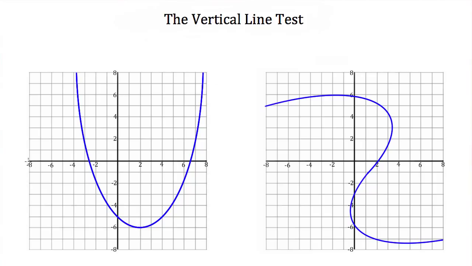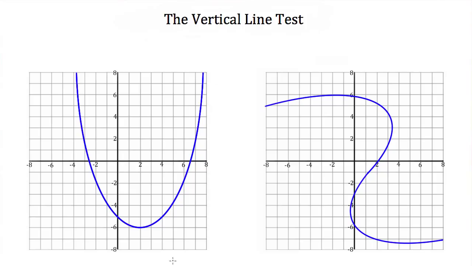Now remember, if x is our input and we have a function, that means we can have only one y value associated with each different x value. Imagine walking down the x-axis. If you can point perpendicular from yourself at more than one location on the graph, then you're not looking at a function. If you can only point to one place, then you are looking at a function.